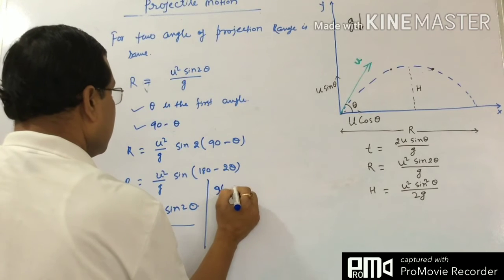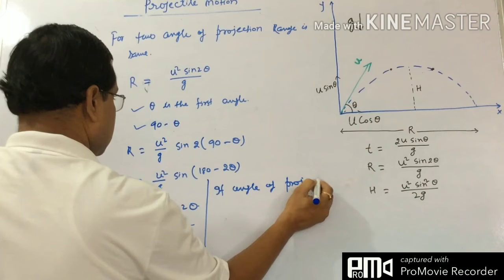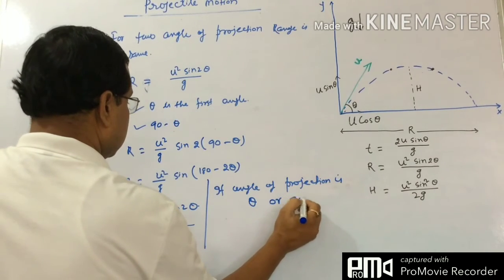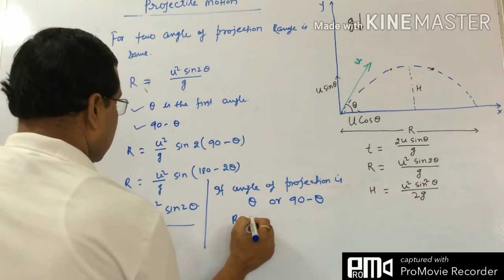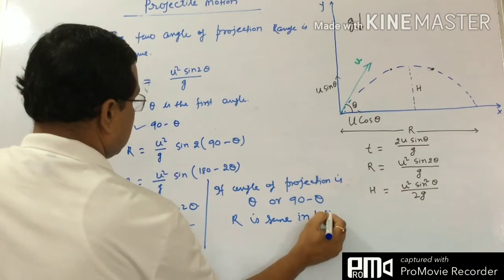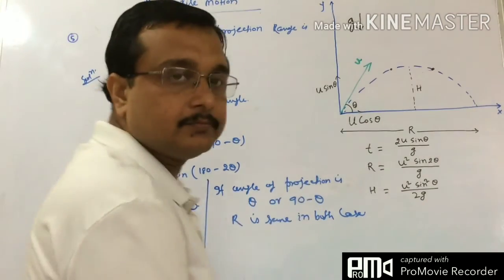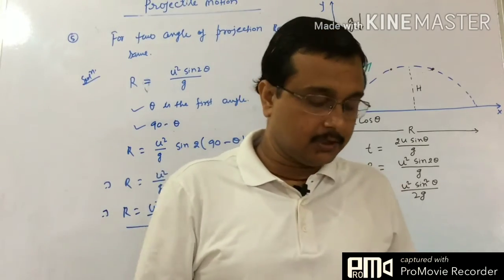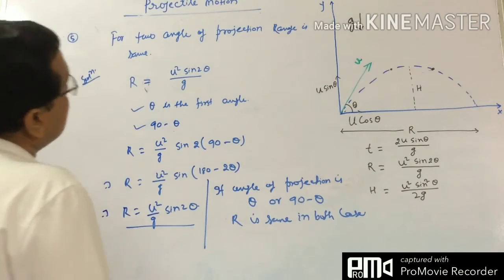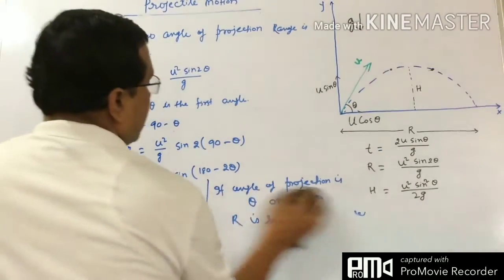Means if the angle of projection is theta or 90 minus theta, R is same in both cases. Fine. Right, this is the basic concept. We shall solve some problems. One problem, we shall start with one problem. Write it down. Now we are going to solve a problem.